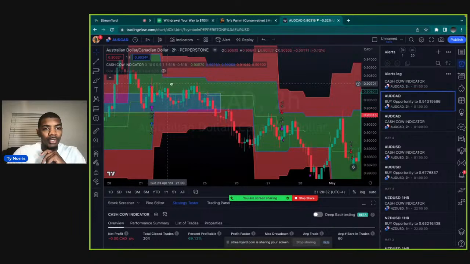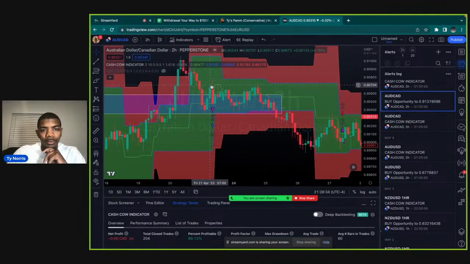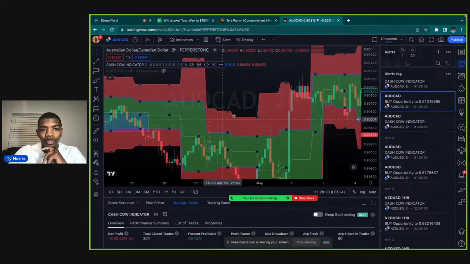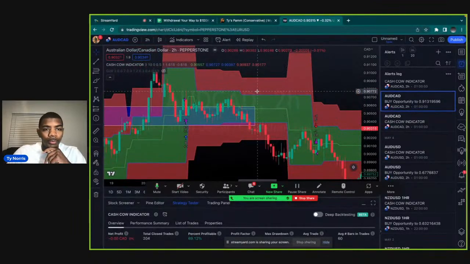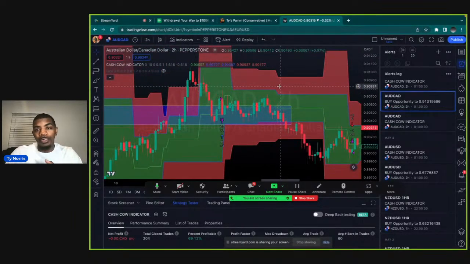Just like right here is another alert. It was a buy, so I sold it. As you can see, market pushed down. But if you keep looking over here, eventually it did push back up. So, like I said, you can follow this indicator.